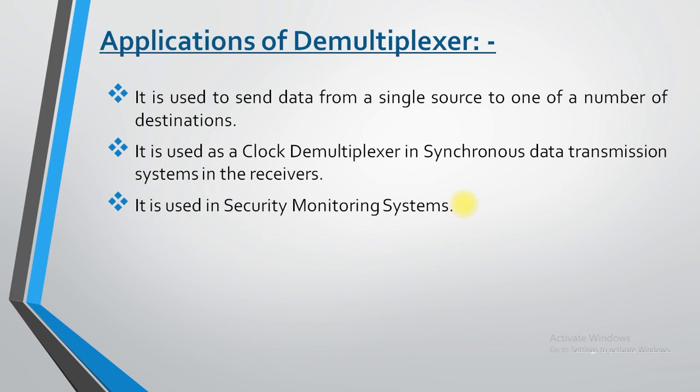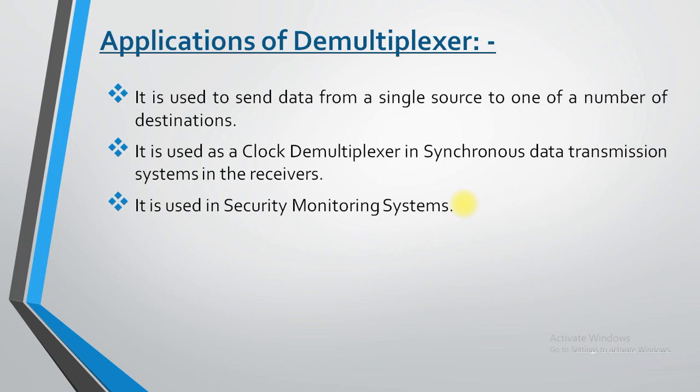When there is a requirement of synchronous data transmission, synchronous means data would be there in sequence. So when there is a requirement to pass data which is coming from a single source and it can be passed to a number of destinations, at that time you can use clock demultiplexer. That is a type of demultiplexer.